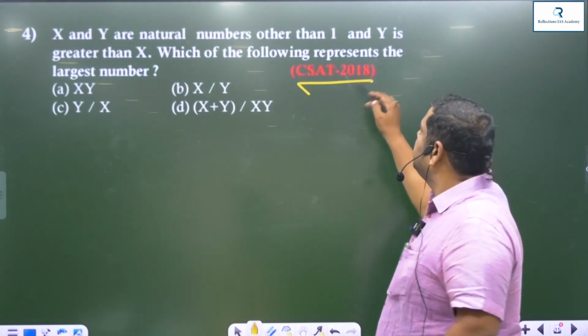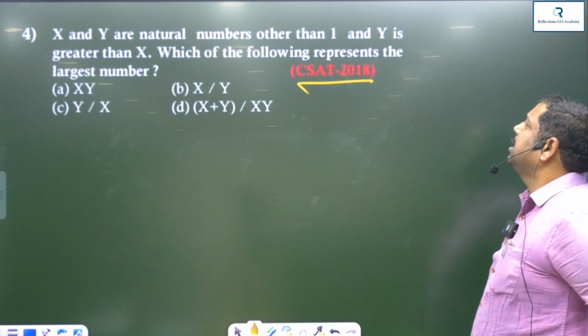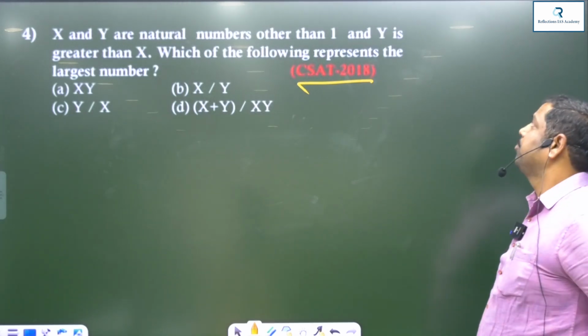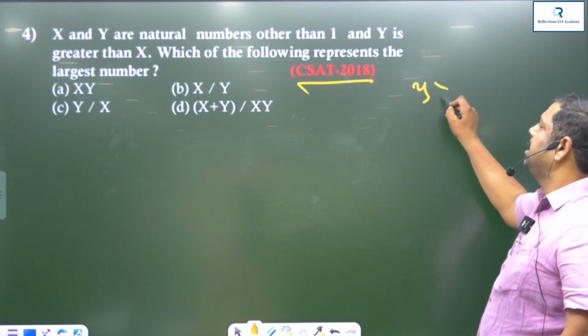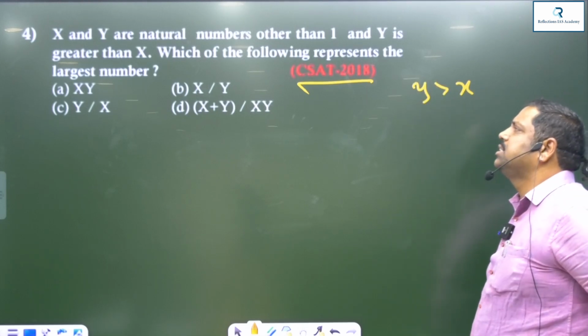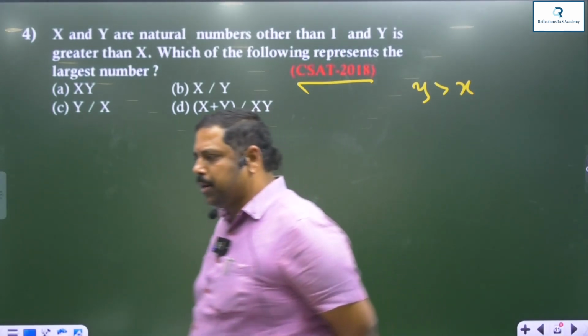So this is CSAT 2018 question, okay? X and Y are natural numbers other than 1, and Y is greater than X. Which of the following represents the largest number?